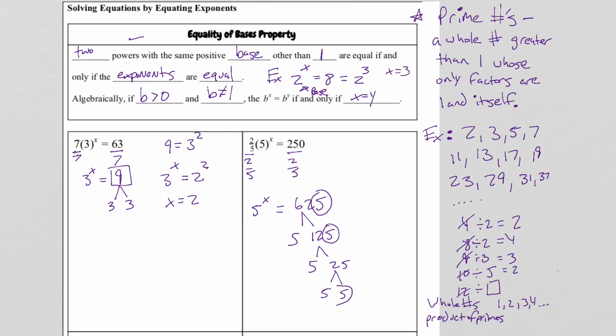So 625 is literally the product of four 5s. 5 times 5 times 5 times 5. In other words, 5 to the 4th power. So 5 to the x, let me rewrite that. 5 to the x is equal to 5 to the 4th. And these two are equal if and only if x is equal to 4. So there's this example. Let's do a couple more.